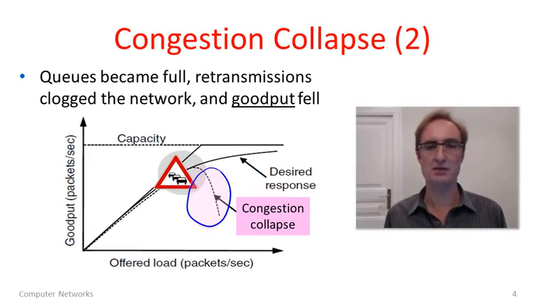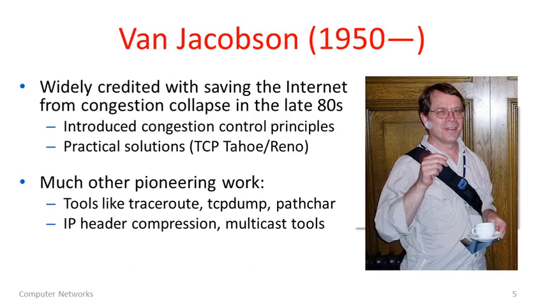This was a great mystery at the time, a bit of a puzzle as to how the network could have gotten into this state, why it seemed to be stable and persisting, and of course what could be done to ensure that the network would run properly. Enter this man, Van Jacobson. Van Jacobson is widely credited with saving the internet from congestion collapse in the late 80s.